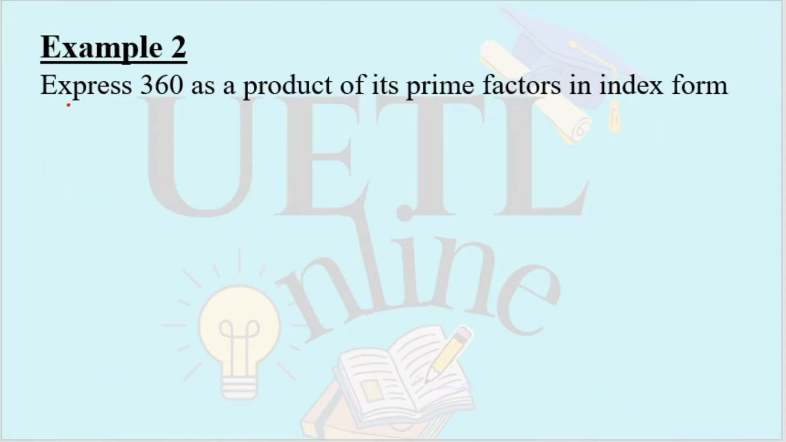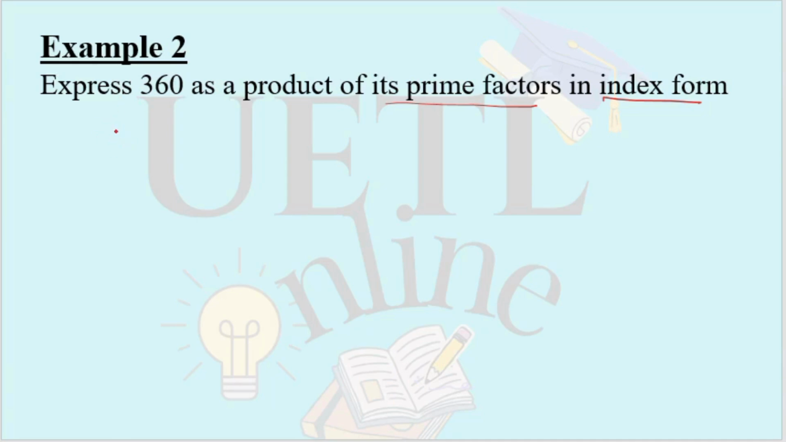Our next example, example 2, states: express 360 as a product of its prime factors in index form. Our first step is to express 360 as a product of its prime factors. Then the next thing is to change it to index form. I'm going to show you both. First, express 360 as a product of its prime factors, using a prime factorization tree.